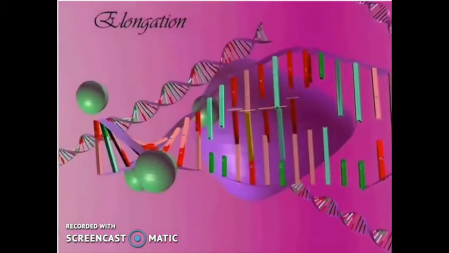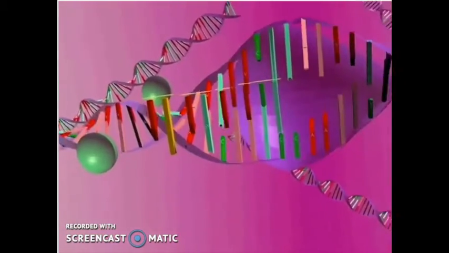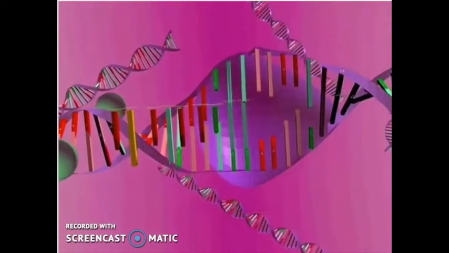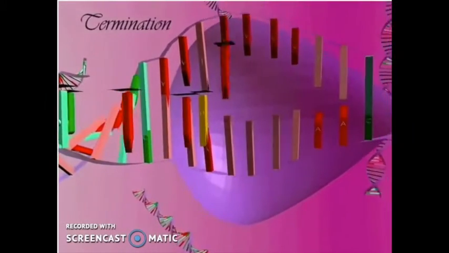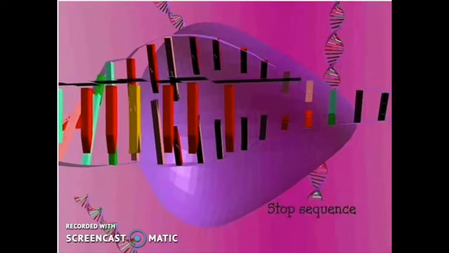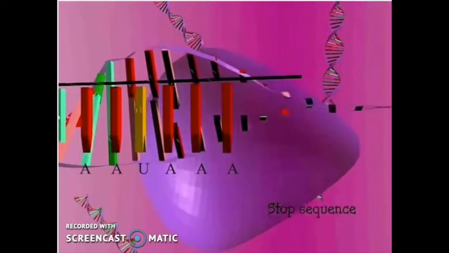Next, in elongation, mRNA is formed through binding of complementary bases on the template strand. The sequence is terminated when a stop sequence is met. The mRNA dissociates.